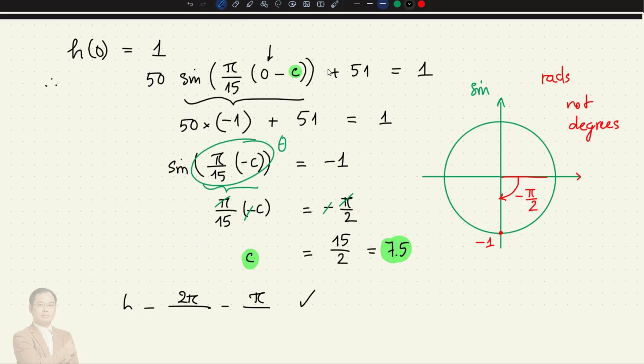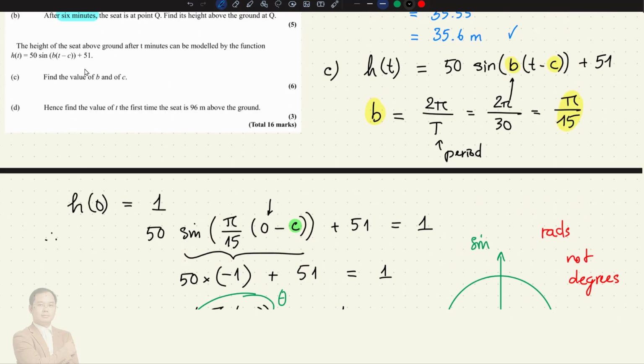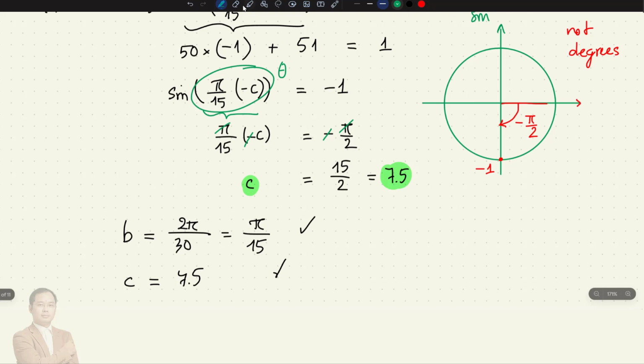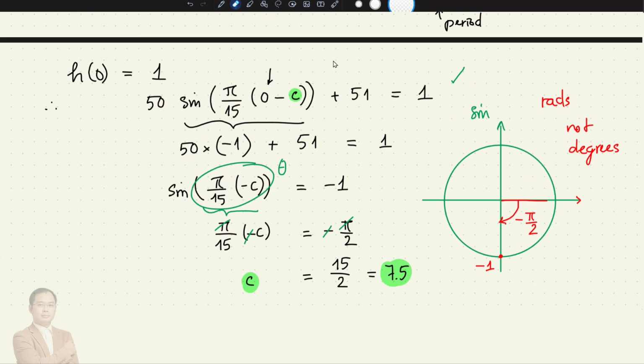This question is worth 6 marks. Let's count the marks. Firstly, finding b with this method and correct calculation, I believe that it was 2 marks, not only 1; you can check the mark scheme. Secondly, substitute the value 0 to get an equation to find the value c. This is the method mark, writing the correct equation.